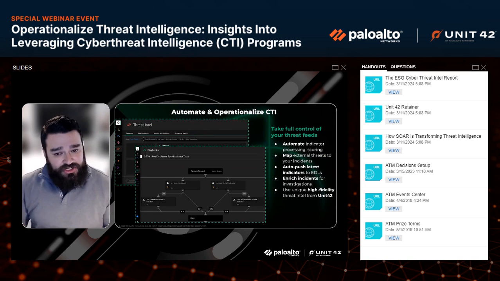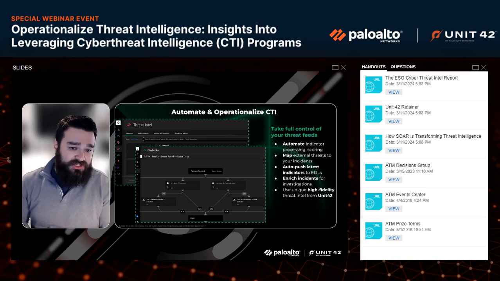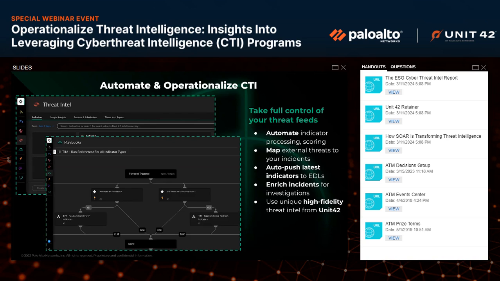And so our XSOAR platform helps organizations with the automation and orchestration of a number of security tasks, including managing and operationalizing threat intelligence. And in particular, our threat intelligence management, or TIM module, helps organizations take full control of all of the threat intelligence data that they are either generating internally from their own tools, from their own log sources, as well as from anything external, any partnerships that might exist or any vendor relationships that might exist.